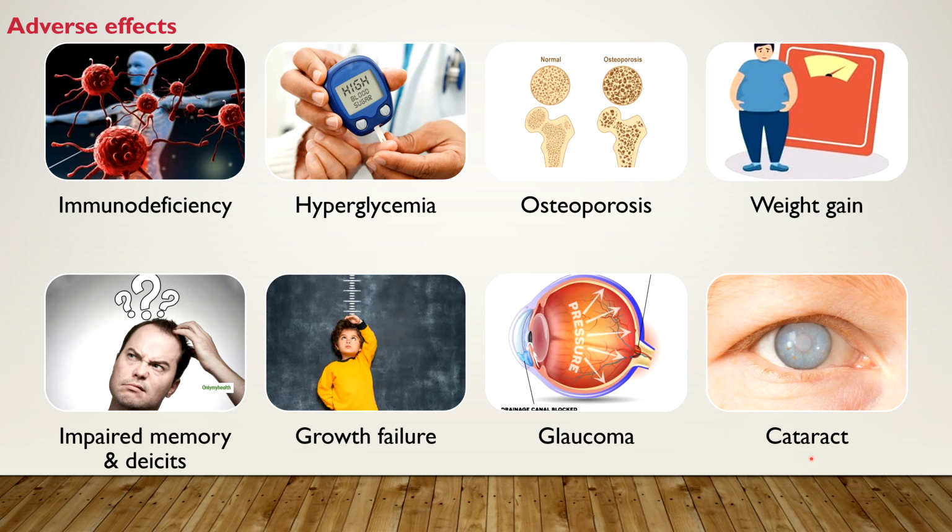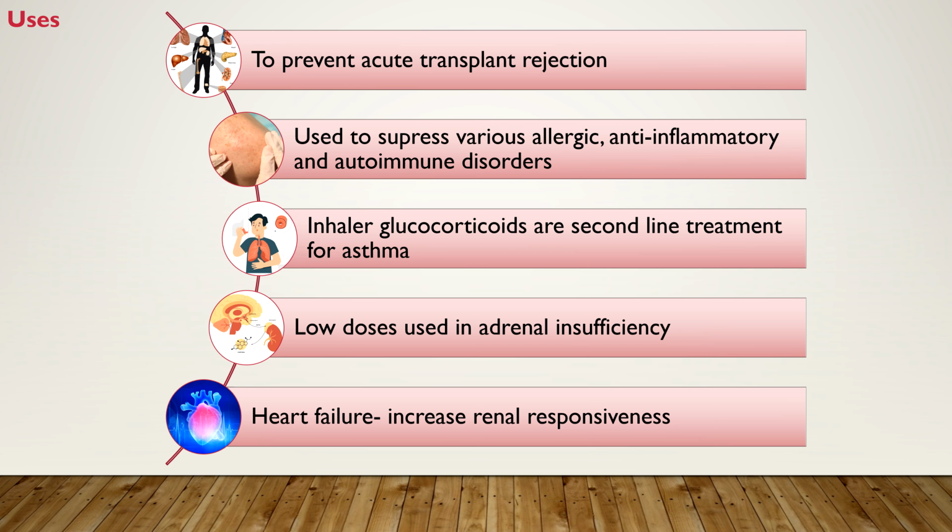And also it causes cataract. Why does the cataract form? Usually the cells present in the lens go for apoptosis due to oxidative stress. These glucocorticoids will cause oxidative stress, and due to oxidative stress it will cause apoptosis or death of epithelial cells present in the lens, so that it causes the cataract.